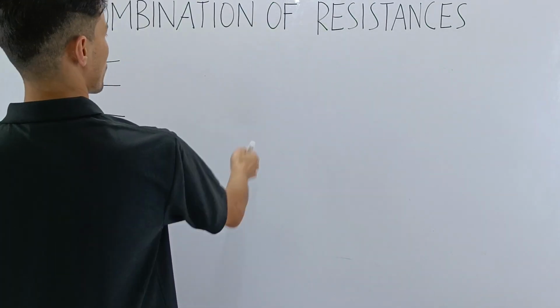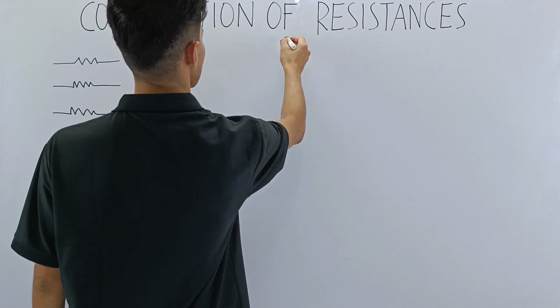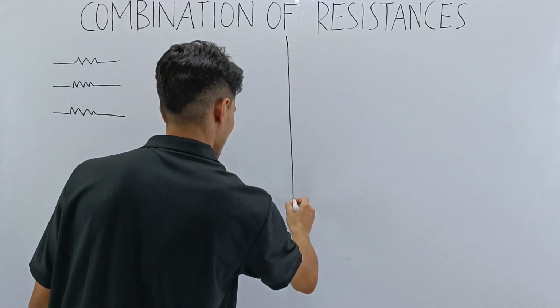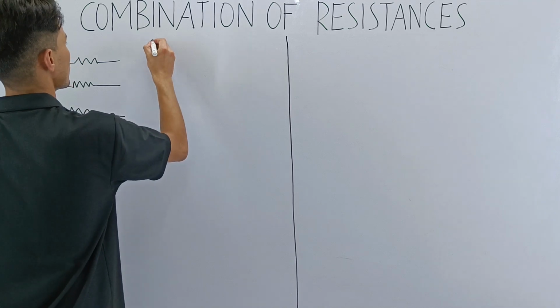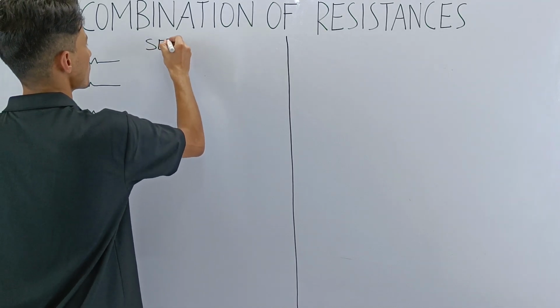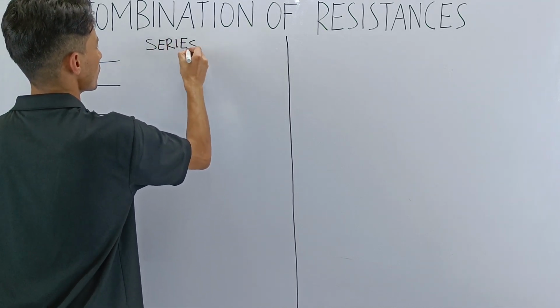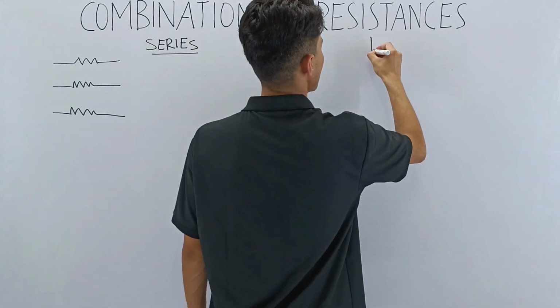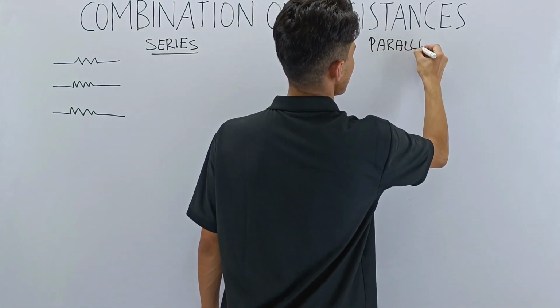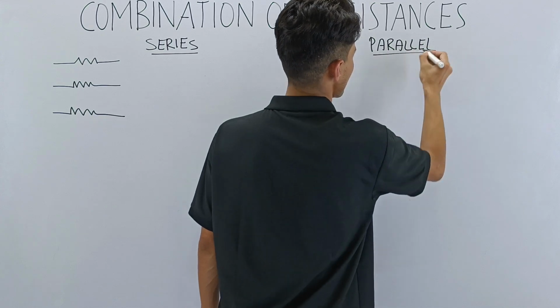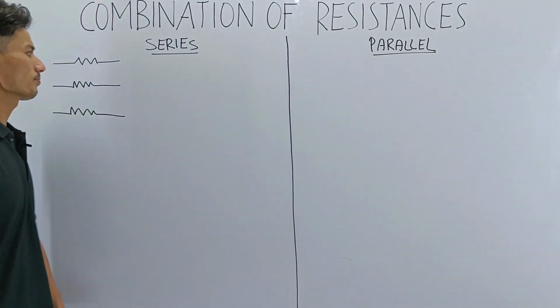So from where do I draw a line? I think somewhere here. So let's draw a line from here and let's study, okay? What a perfectly straight line. So let's put series on this side and parallel on this side. Side by side we will learn because this way it's easier to learn, okay?